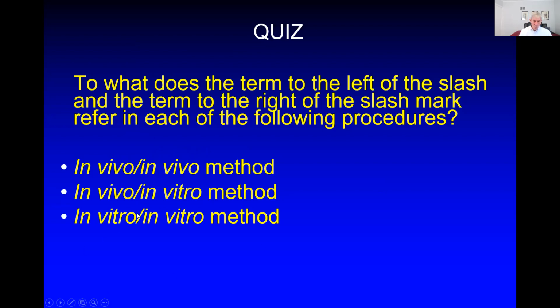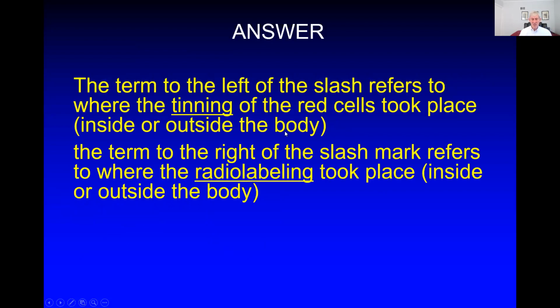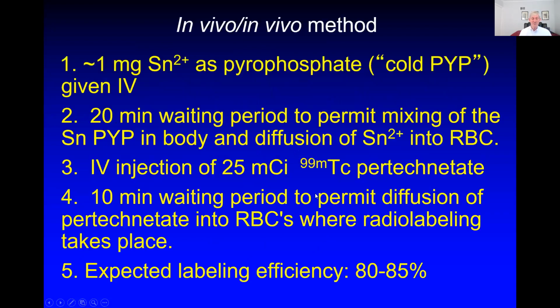In this case, we're tinning the red cells outside the body. We're labeling the red cells outside the body. But in all 3 cases, we're ending up with the same product, radiolabeled RBCs. So this is the answer to that. The term on the left will be where we are tinning the red cells, inside or outside the body. And then where are we radiolabeling, inside or outside?